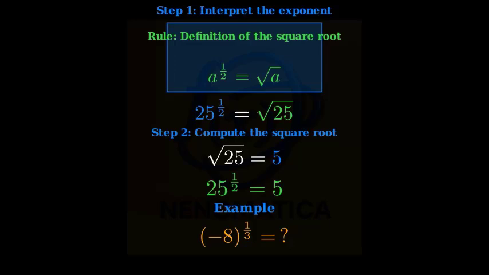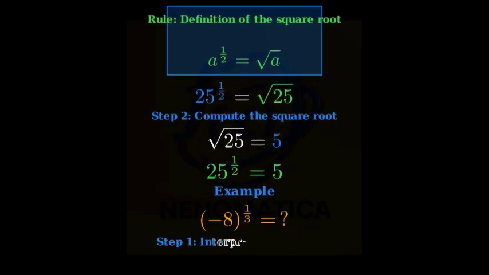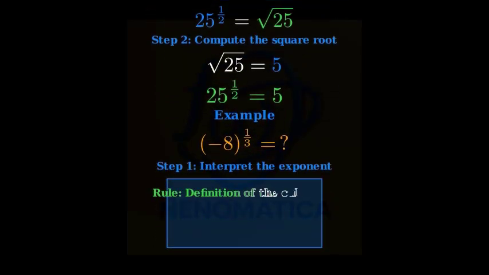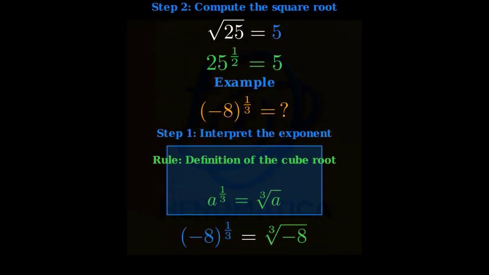We want to find the value of -8 raised to the power of 1/3. Step 1. Let's interpret what the exponent 1/3 means. A fractional exponent with a denominator of 3 represents a cube root. So -8 raised to the power of 1/3 equals the cube root of -8.